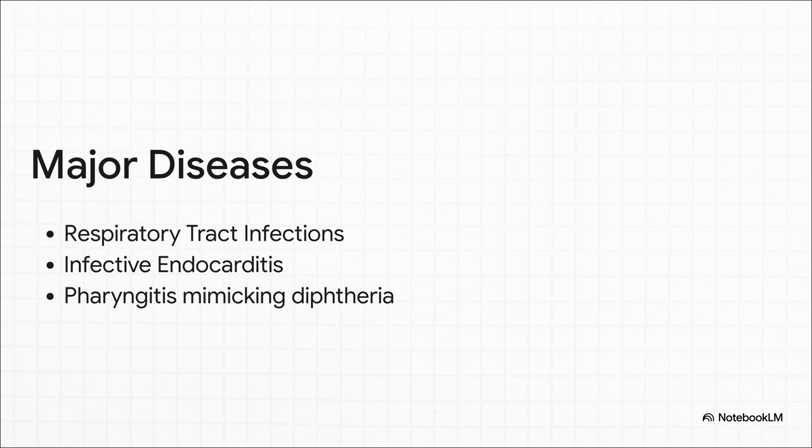And the infections it causes are, well, they're all over the place. Everything from pneumonia to infective endocarditis, but the one that really gets your attention, the one that can cause an exudative pharyngitis with a pseudomembrane that looks exactly like classical diphtheria, wow, that creates a huge diagnostic and public health scare right from the get-go.